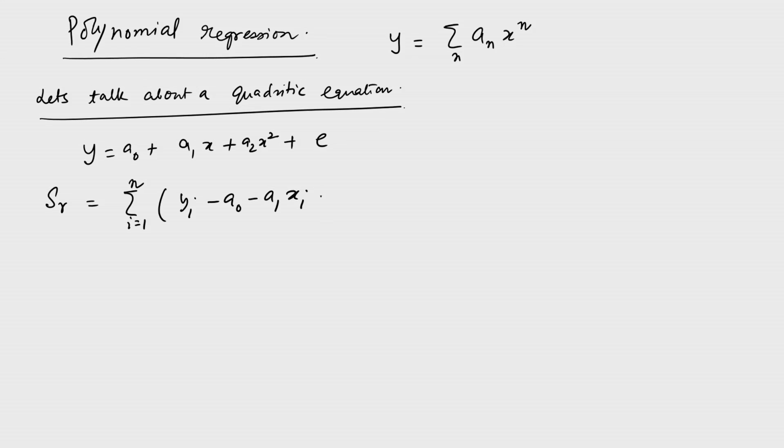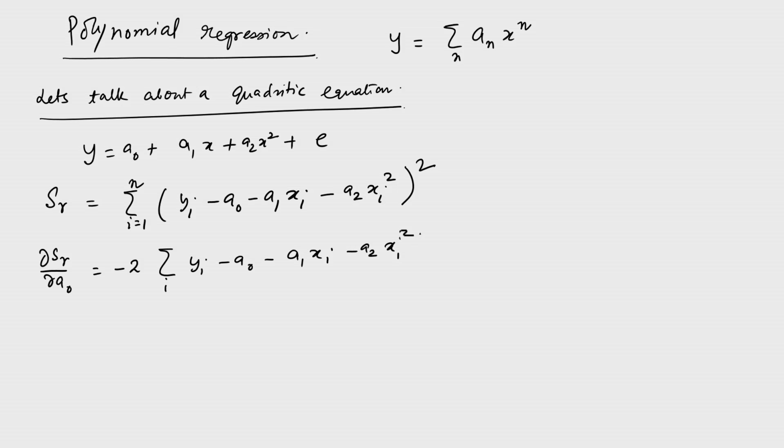So, it is y i minus a0 minus a1 x i minus a2 x i square, and the square of this has to be minimized with respect to now 3 parameters, namely a0, a1 and a2. Okay. So, we have 3 equations. Again following the same procedure of minimizing, it is the sum over i of y i minus a0 minus a1 x i minus a2 x i square.